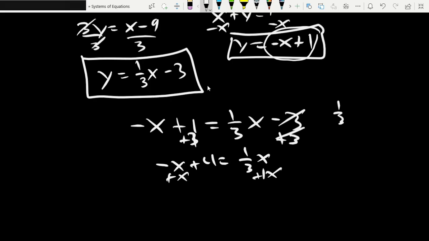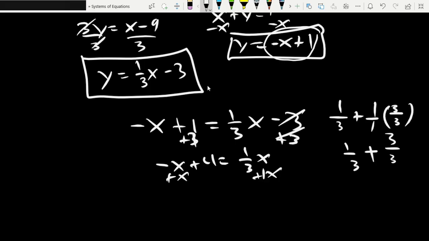So you're going to have 1/3 plus 1/1, which is just 1, right? So you make the denominators the same. You're going to have 1/3 plus 3/3, which is 4/3. So you're going to have 4 equals 4x over 3.